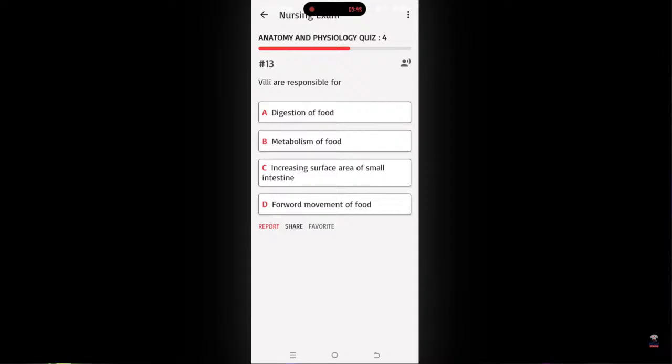Villi are responsible for A. Digestion of food. B. Metabolism of food. C. Increasing surface area of small intestine. D. Forward movement of food.